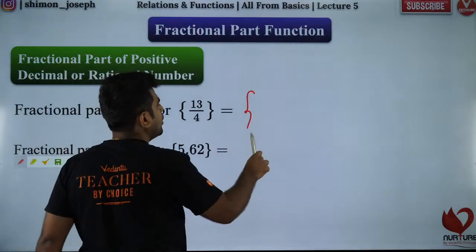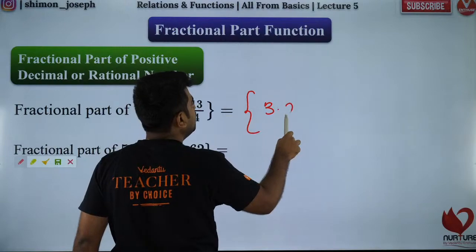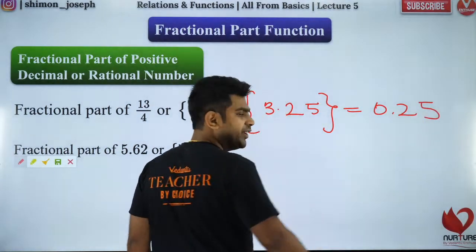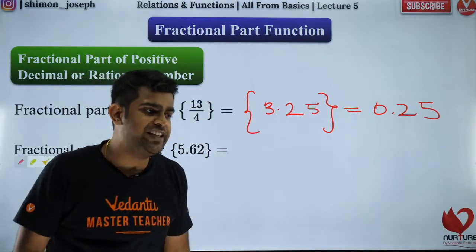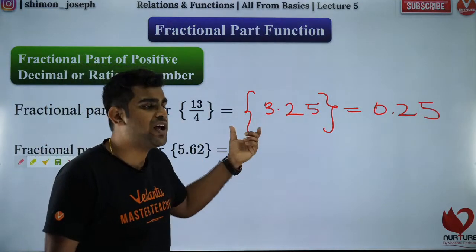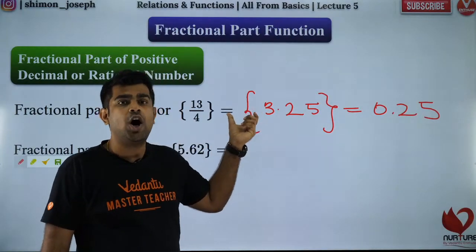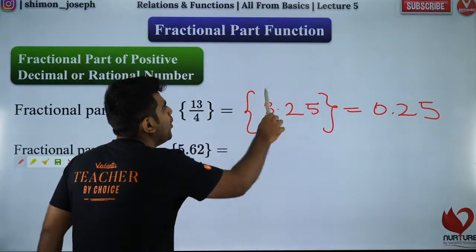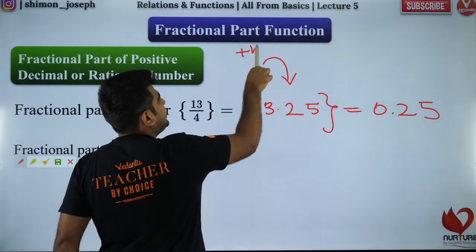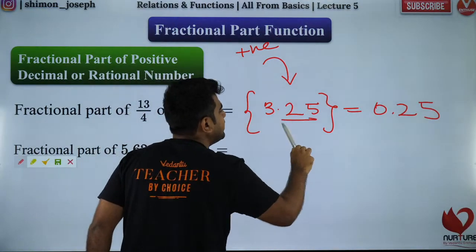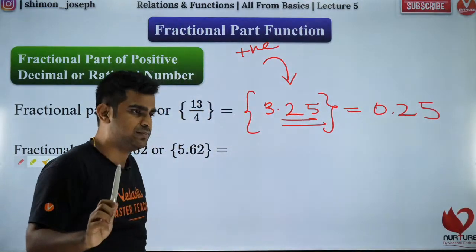So 13 by 4 is how much? 3.25. So the answer is just 0.25. Did you like it? Very easy. Very, very simple. Isn't that correct? So whenever you have the fractional part of a positive real number which has decimals, so this is a positive real number with decimal part, right? So if you have a positive real number with decimal part, the decimal part is your fractional part of x.